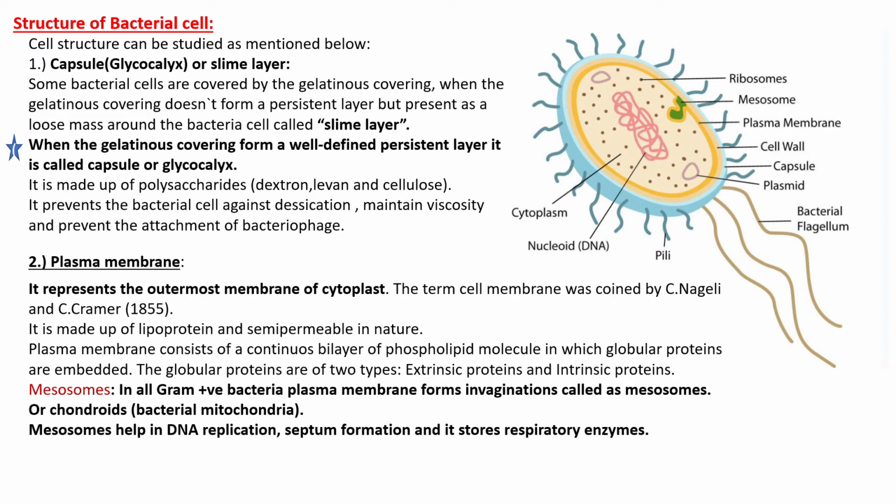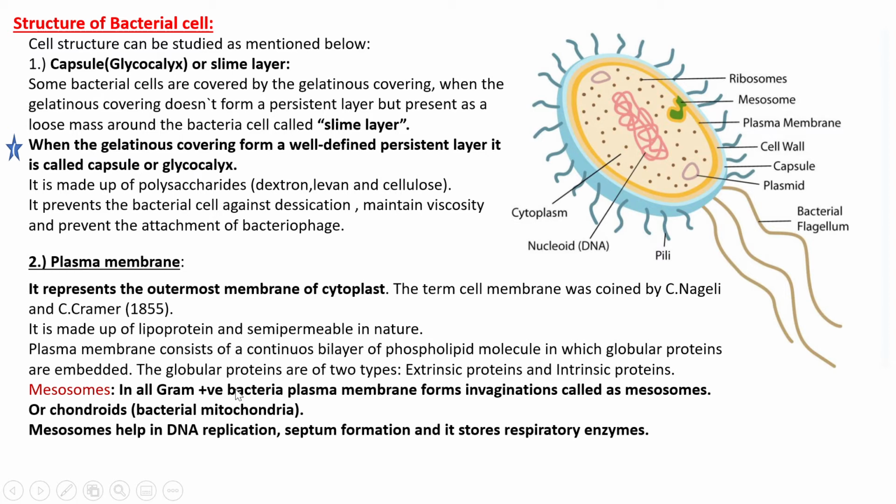Next we will move on to the plasma membrane of bacteria. Here this is the plasma membrane. It represents the outermost membrane of the cytoplast. The term cell membrane was coined by Nageli and Kramer. This is very important from the point of view of the exam. It is made up of lipoprotein and is semi-permeable in nature. The plasma membrane consists of a continuous layer of phospholipid molecules in which globular proteins are embedded. The globular proteins are of two types, extrinsic proteins and intrinsic proteins.